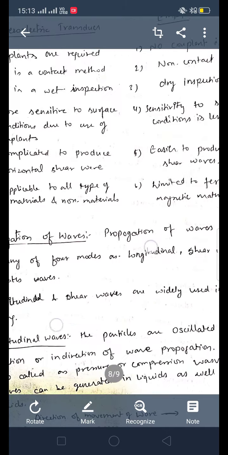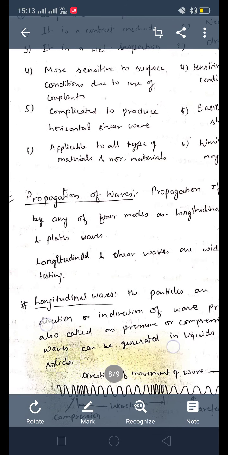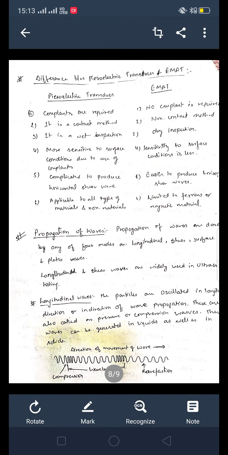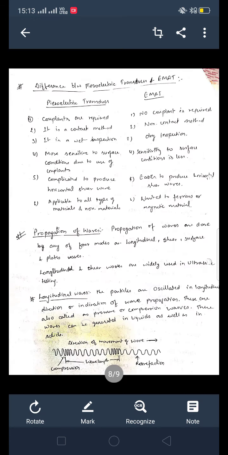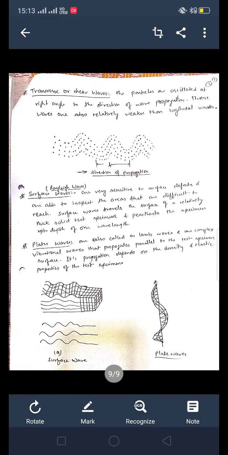So here is the direction of the waves. In the diagram you can see the compression, the wavelength, the direction of movement of the wave, and then the refraction. I hope you are getting my points, what I want to say.